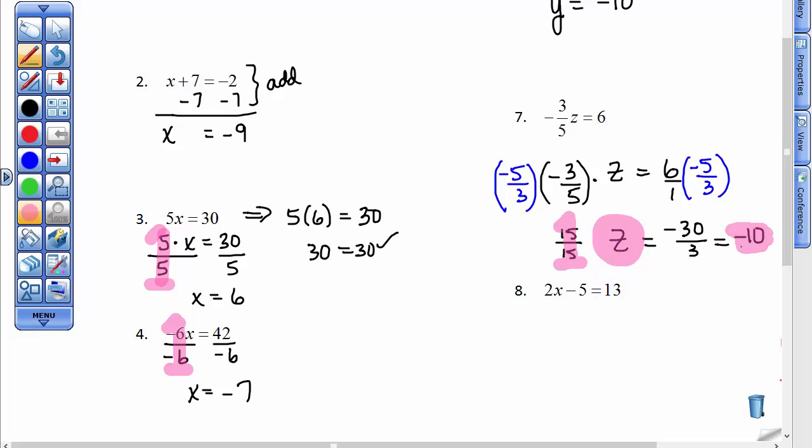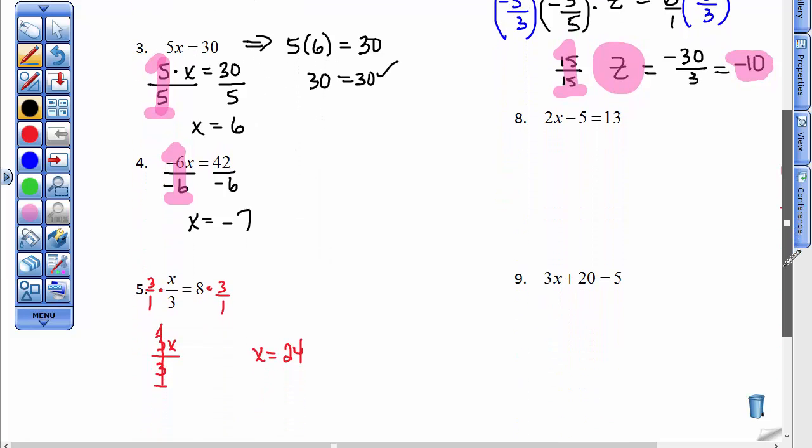Again, I could check this. I'm going to go ahead and put that up here. So I have a -3/5 times z, which is a -10. I'm going to put that up high so I can see it, and know that when I multiply with fractions, I multiply the numerators and then multiply the denominators. Negative times a negative is a positive 30. 5 times 1 is 5, and 30 divided by 5 is 6. Fine, let's do a couple more before we stop this particular segment.